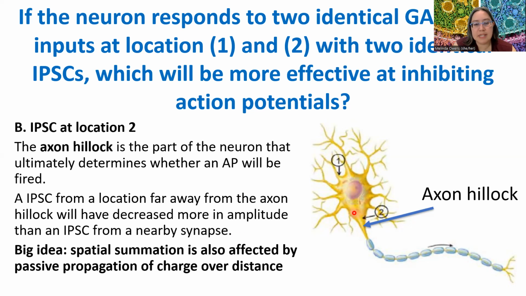So the big idea here is that spatial summation is not only affected by just 10 plus 10 is 20. You have to take into account the distance to the axon hillock, because that tells you how much a change here or out here is actually going to contribute to a voltage change over here at the axon hillock, which is where it matters for initiating a spike.